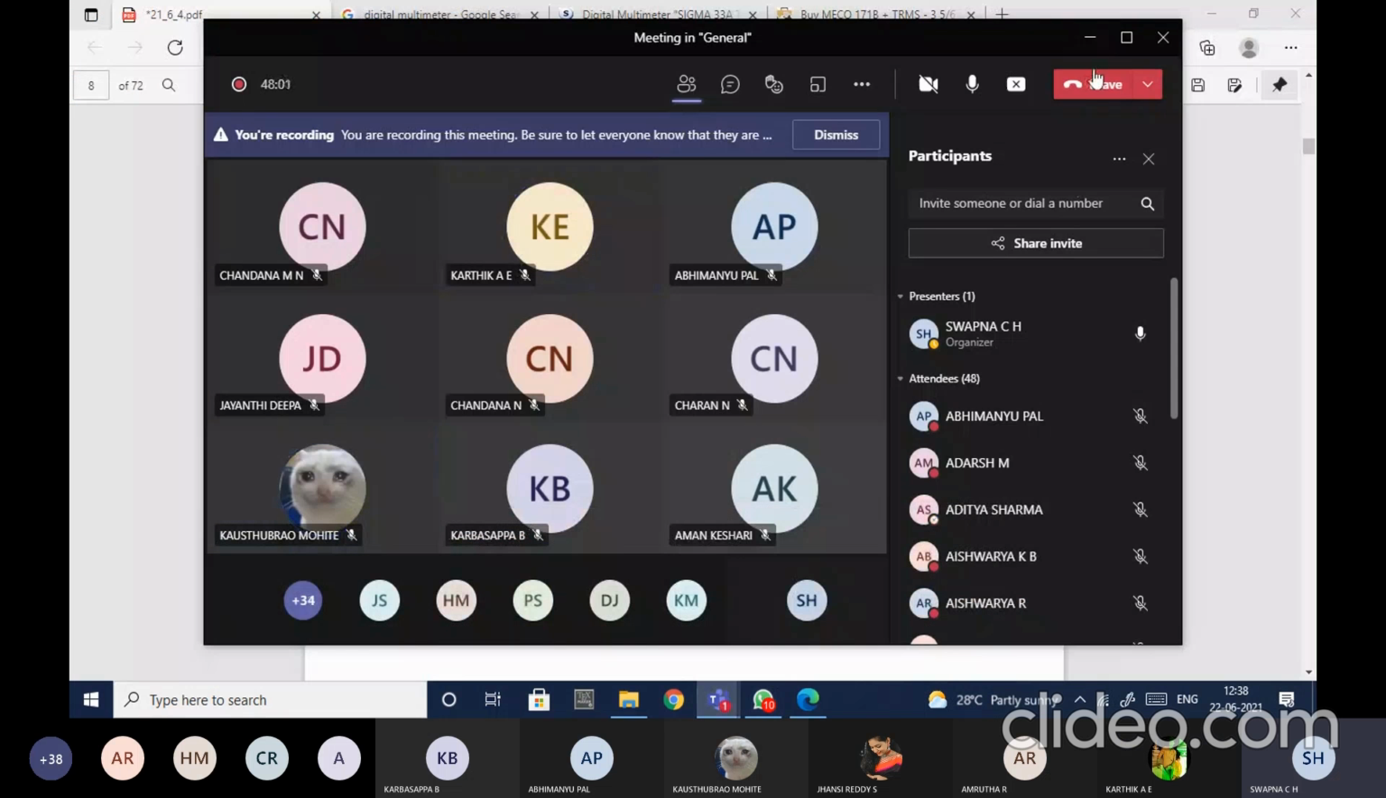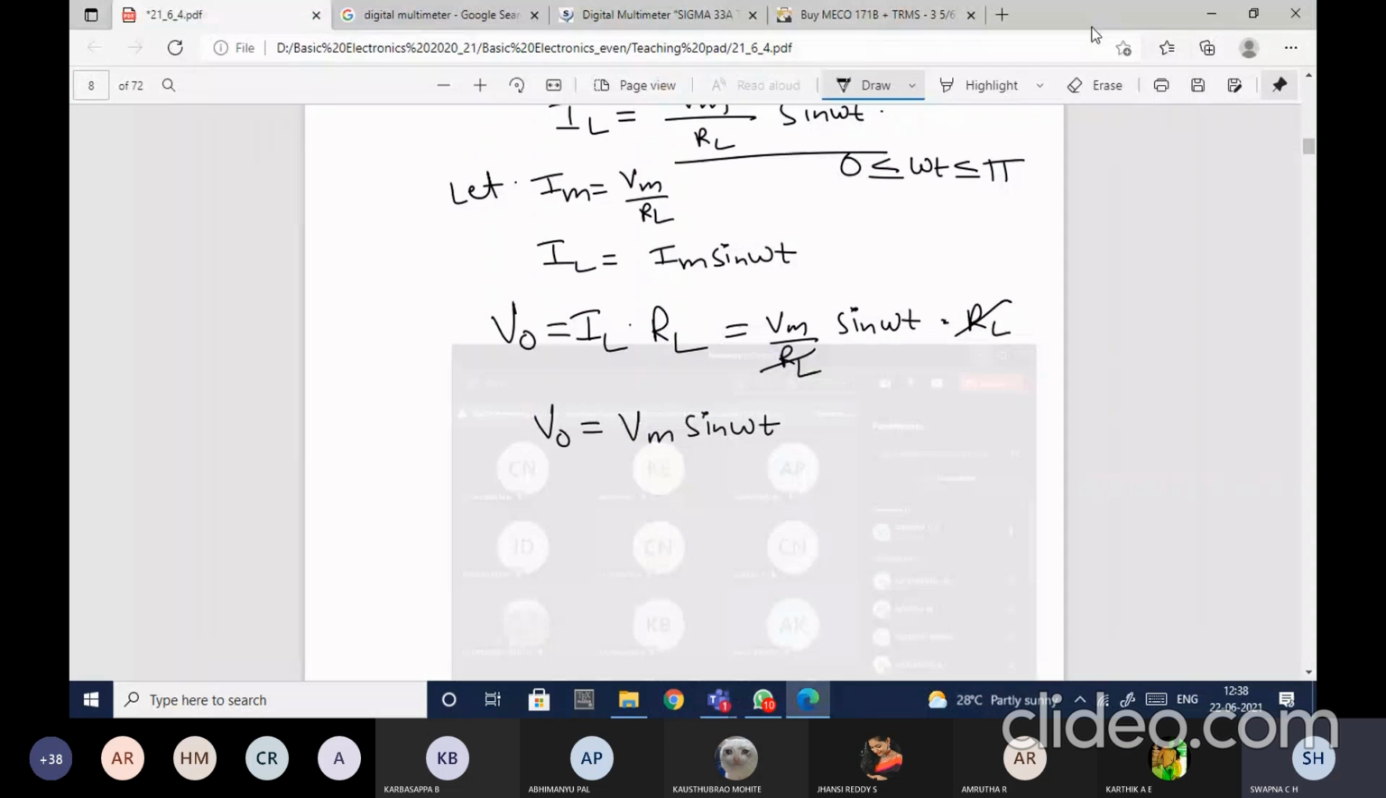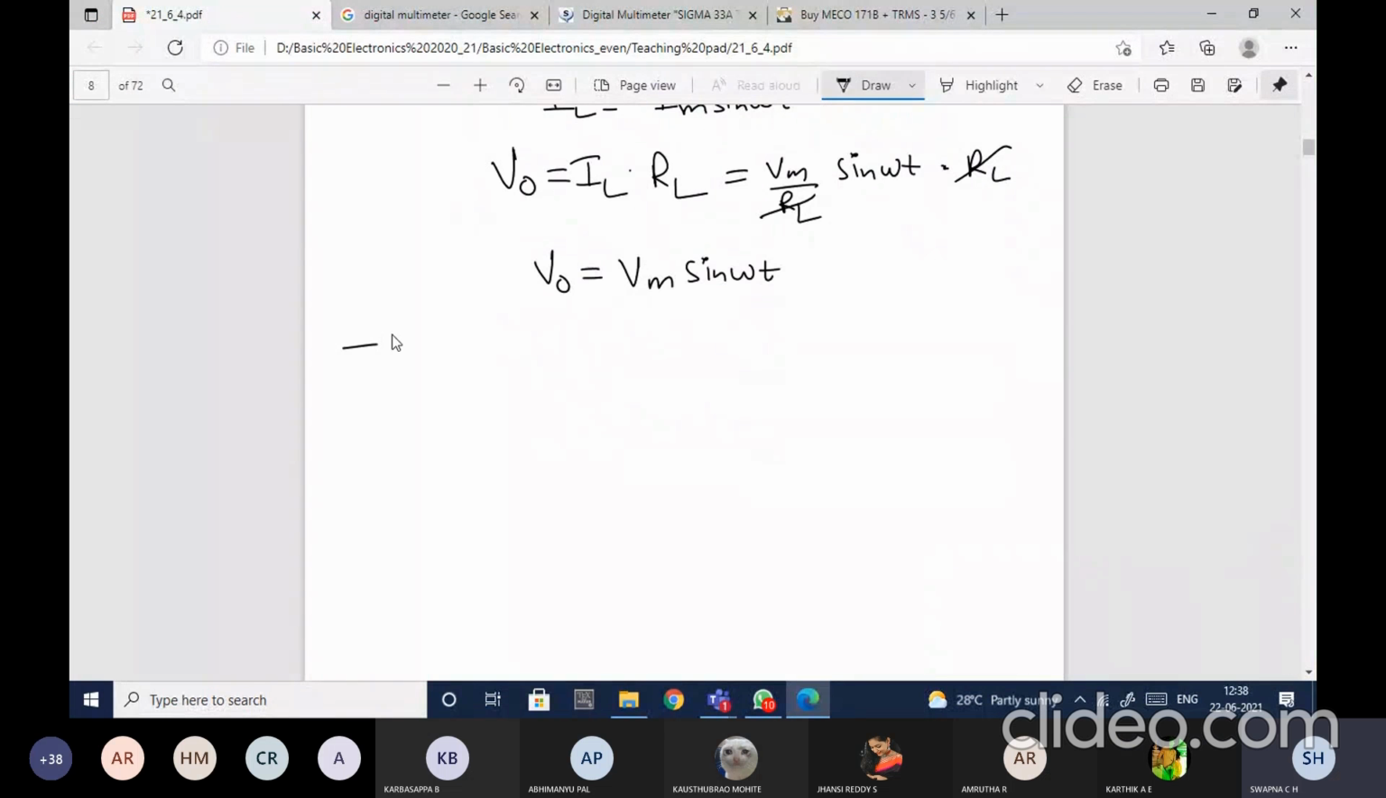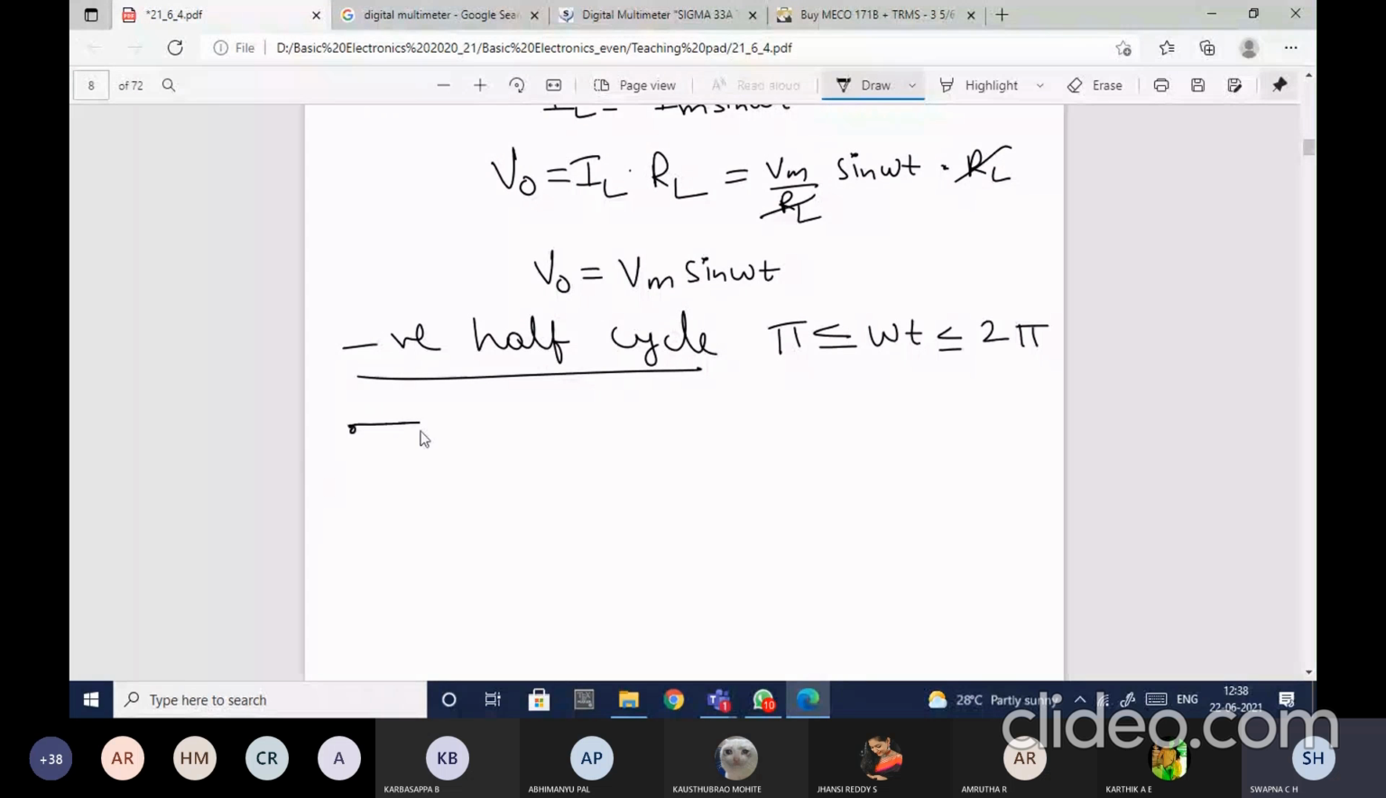Now let me go with the negative half cycle. Negative half cycle, in the sense from pi less than or equal to omega t less than or equal to 2 pi. Now I need to analyze for this. So let me just take the circuit. Here I have diode D1, here I have diode D2.